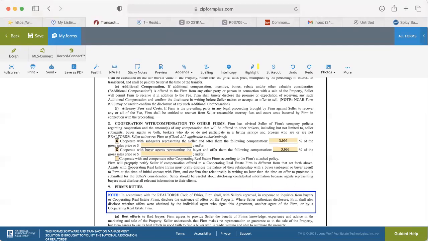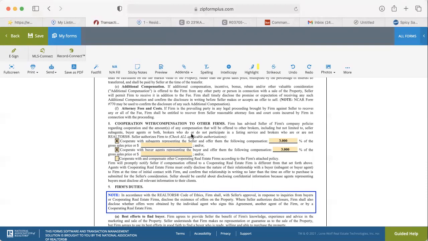The last box here says cooperate with and compensate other cooperating real estate firms according to the firm's attached policy. We don't have a separate policy at Keller Williams, so you should never check that third box.